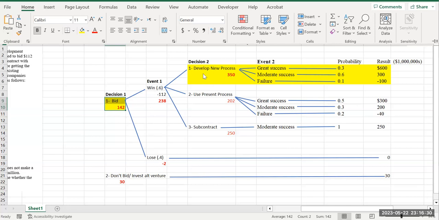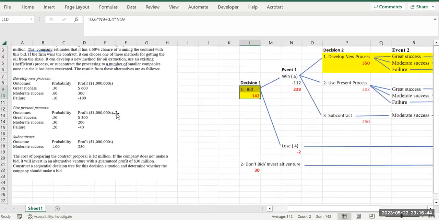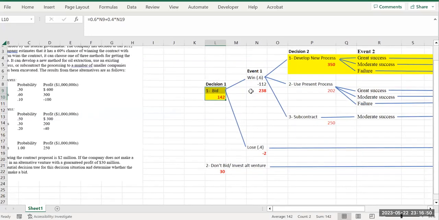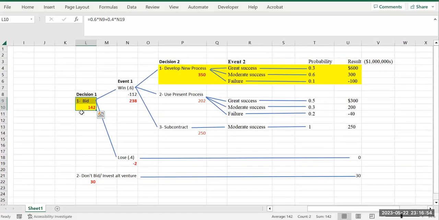If you win, then the next decision would be developing the new process. And overall, with all these possibilities, all these probabilities, and all the cases that may happen, the expected return is going to be 142. Okay, determine whether the company should make a bid. Yes, if the company makes a bid, there's going to be an expected net payoff of $142 million.